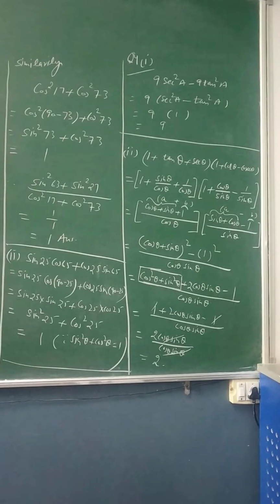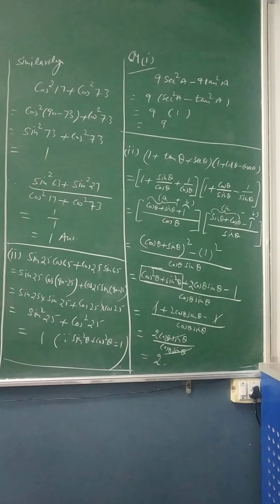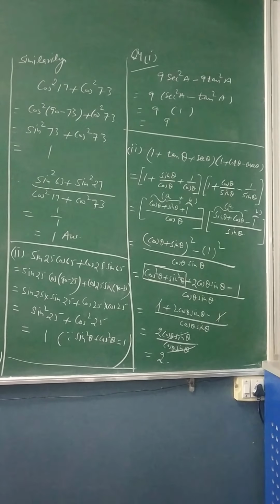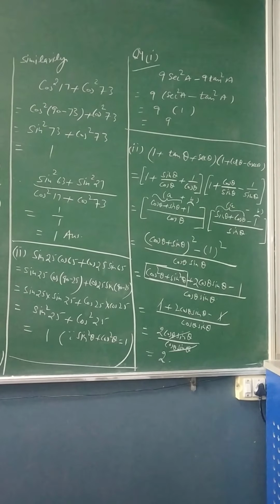Then if you see the second part, now the options are given: 1 plus tangent theta plus secant theta into 1 plus cot theta minus cosec theta is equal to, and then the 4 options.